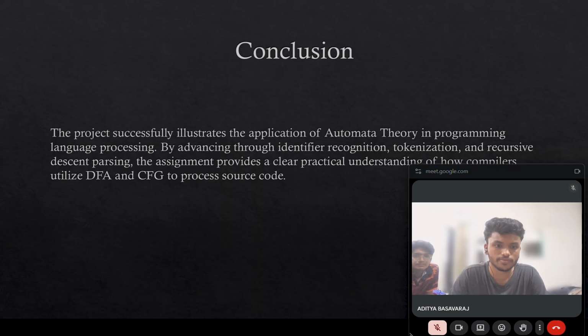So, conclusion: the project successfully illustrated the application of automata theory in programming language processing by advancing through identifier recognition, tokenization, and recursive descent parsing. The assignment provides a clear, practical understanding of how compilers utilize DFA and CFG to process source code.